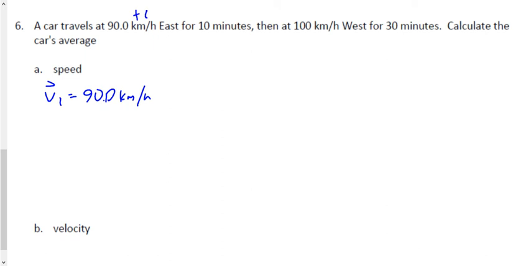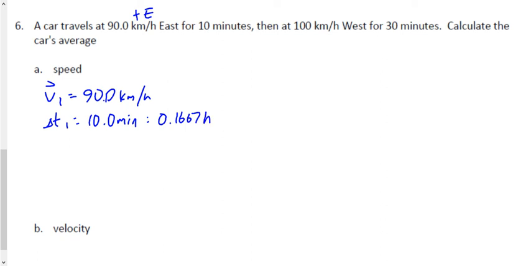We'll make east positive, so that's positive 90. And we're going to say that delta T1, the time in interval one, is what? 10 minutes? Now, we got to be consistent here. So you either got to convert that to kilometers per minute or convert the minutes to hours. I would suggest it's probably easier to convert the minutes to hours. 10 divided by 60, because there's 60 minutes in an hour, would give me, I think it's 0.1667.